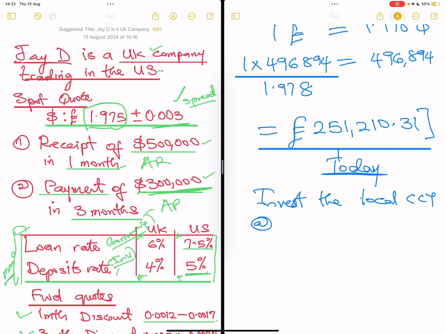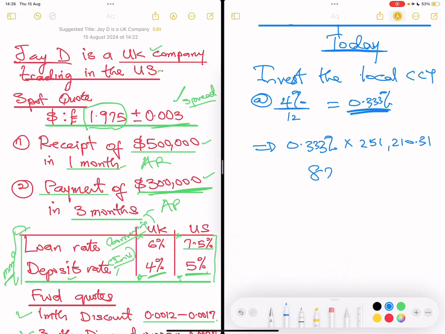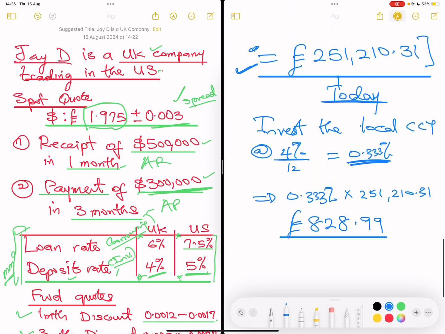So at the investment rate, which is the deposit rate for pounds, that's 4%. It's just 1 month, so divide by 12. So 4 divided by 12 is 0.333333%. So invest at this rate. So you will get interest of how much? 0.333% multiplied by 251,210.31. That will give 828.99 pounds. That's the interest you will earn by investing this amount today, in 1 month's time.